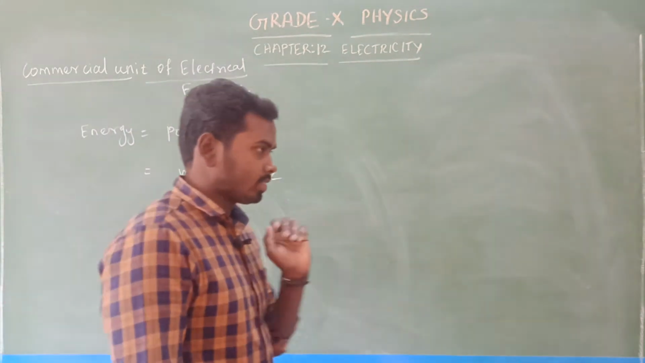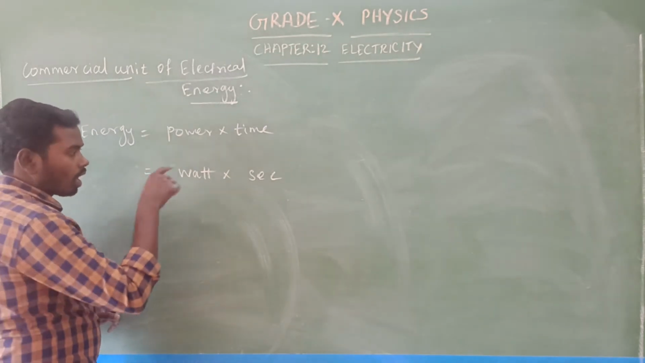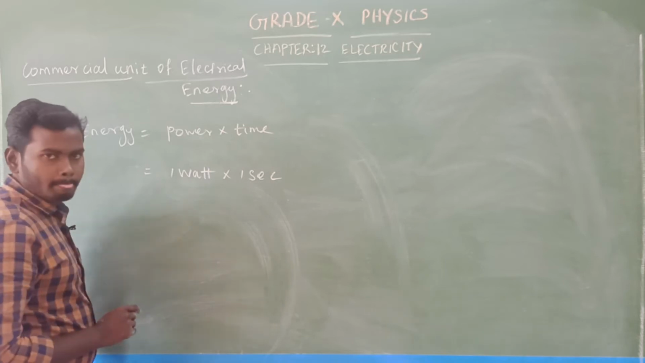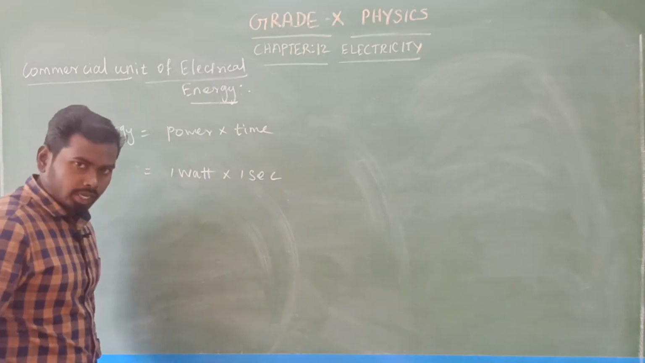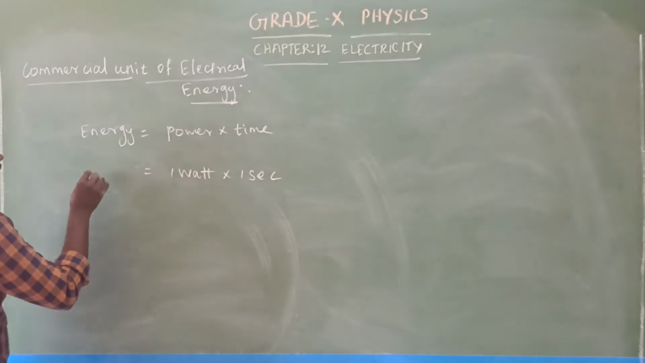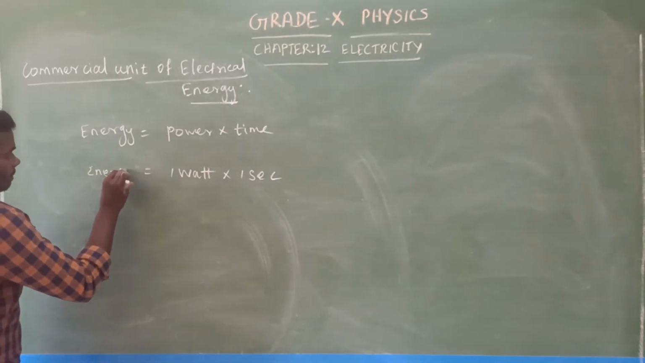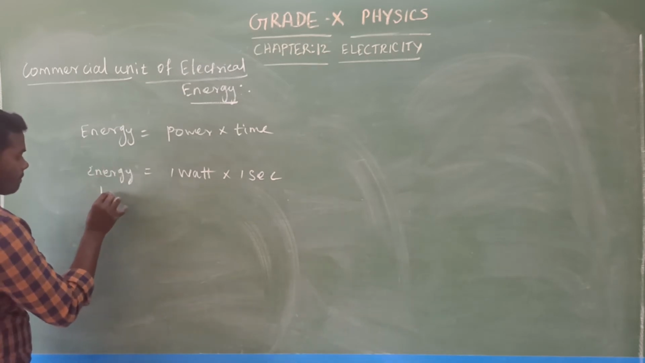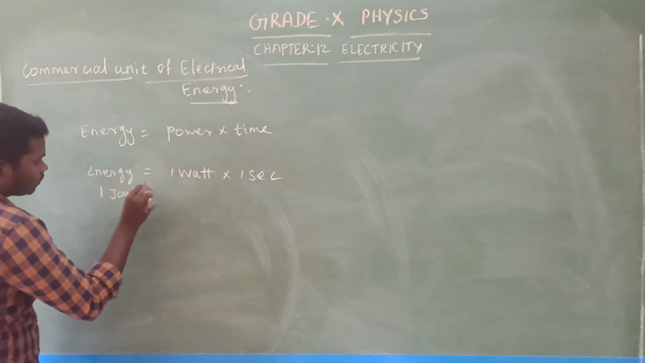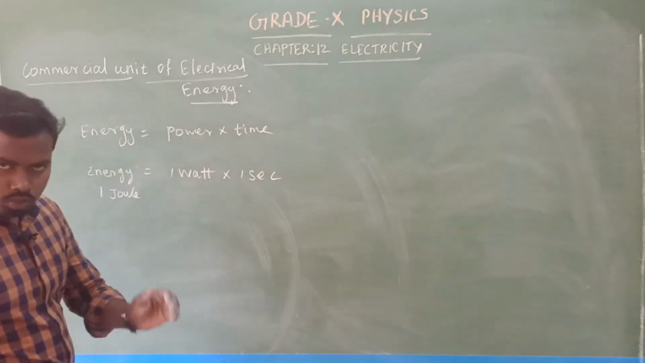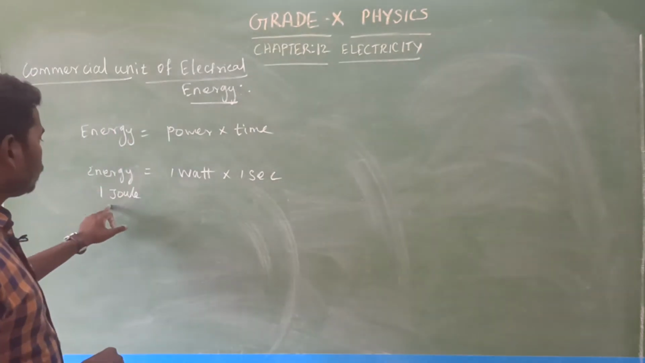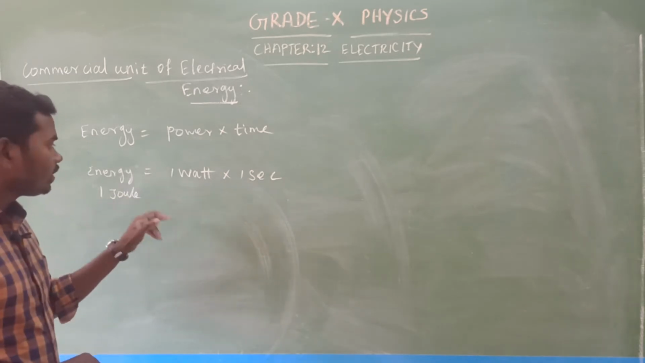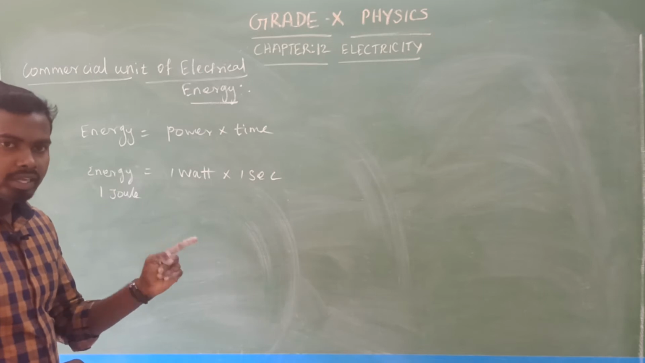Is that clear? Yes. Listen here. Put 1 in front of both quantities: 1 watt into 1 second. Is that clear, students? So this is energy, isn't it? Energy SI unit is joule. So we can write 1 joule. So 1 joule is equal to 1 watt into 1 second.